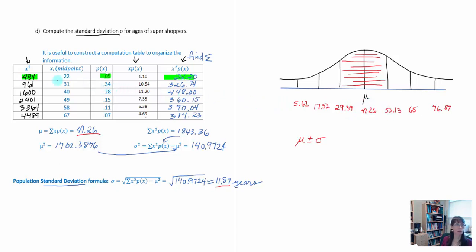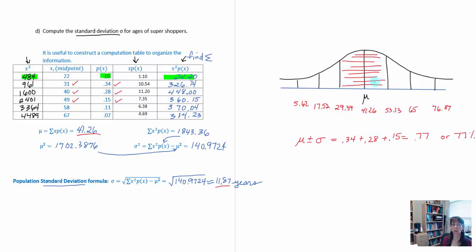We can look at our table and see that age 31, 40, and 49 all fall within this region. So all we need to do is add the probabilities associated with those ages, and we'll know what percent of our data falls within 1 standard deviation of the expected value. And that total is 0.77. So that translates to 77% of our shoppers fall between the ages of 29.39 years and 53.13 years.